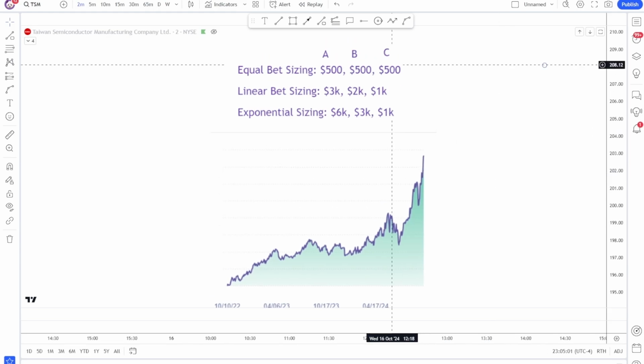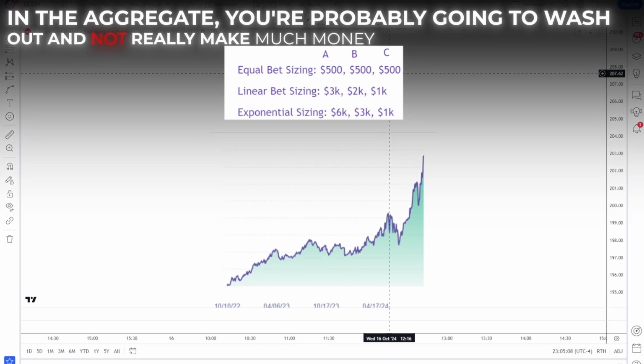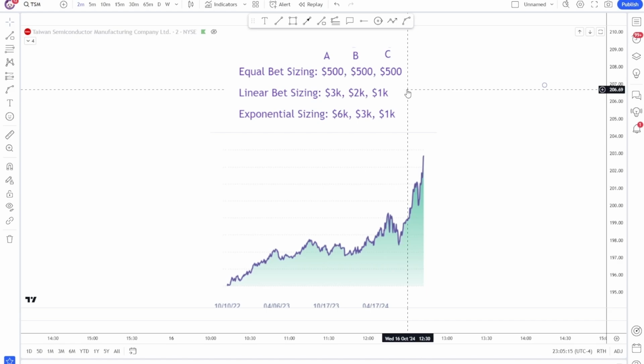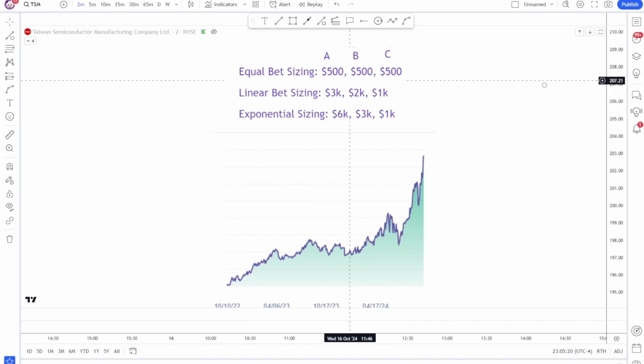If you are taking a large majority of C trades and risking $500 per trade, in the aggregate, you're probably going to wash out and not really make much money. The house is probably going to win. In the example of linear bet sizing, you're probably going to take less A trades, a decent amount of B trades, and a decent amount of C trades, and you'll probably make some money and do fairly well if you have a strong strategy.